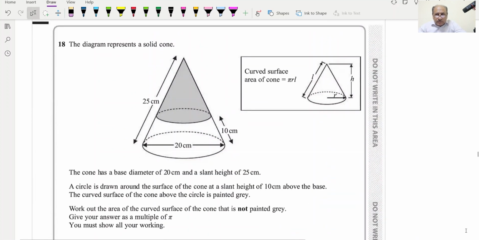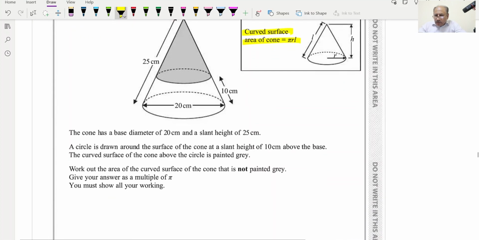Now this is question number 18. Question number 18 says the diagram represents a solid cone. They have provided us curved surface area of cone is equal to pi r l, and keep in mind l is slanting height, not the perpendicular height, and r is the radius. So the cone has a base diameter of 20. Base diameter is 20 and slanting height is 25. So slant height is 25.